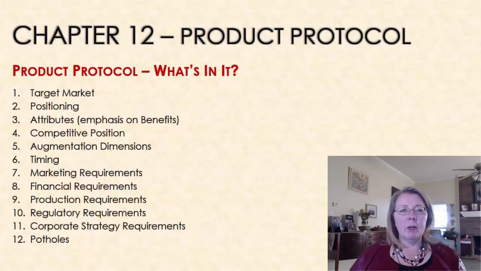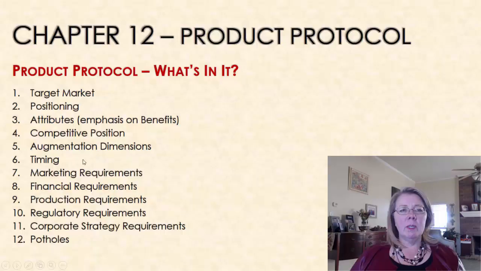We want to know something about our competitive position. We want to start thinking about the augmented dimensions of the product. So what extra things will we sell along with the core, the part of the product that serves the core benefit here? Are there accessories that need to be included with this product? Service issues that need to be included with this product, delivery, things like that.